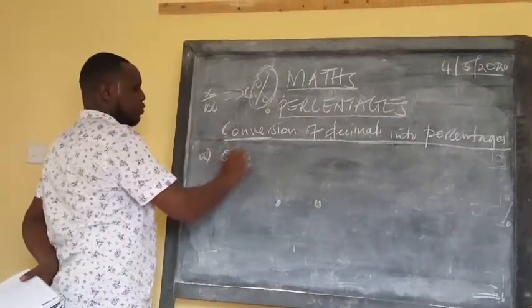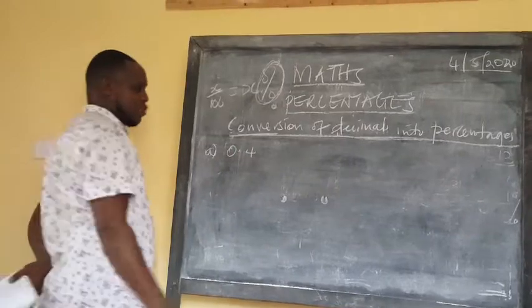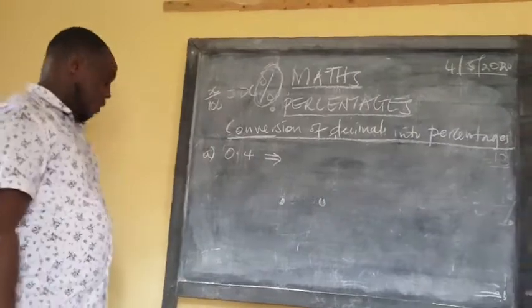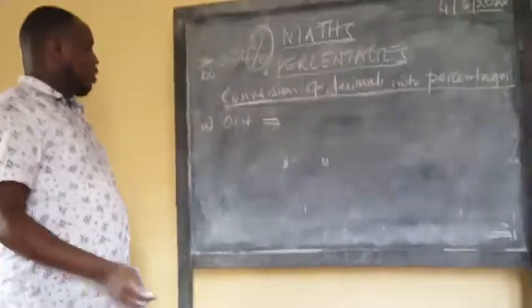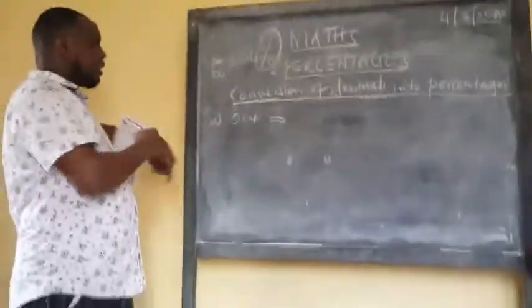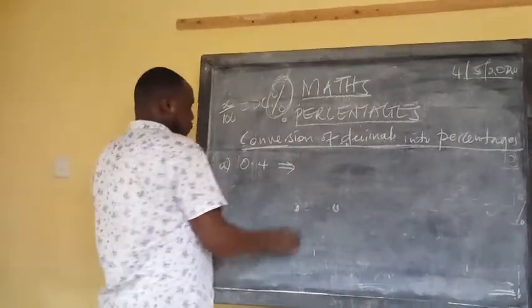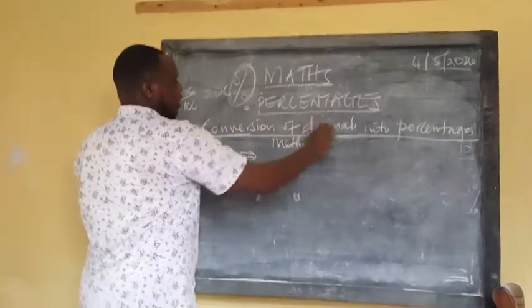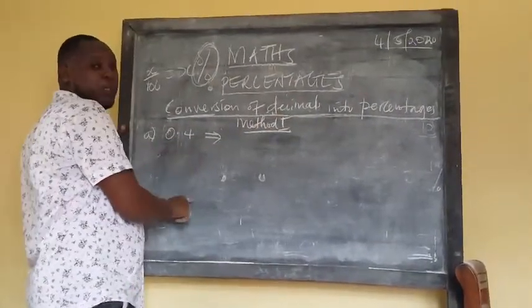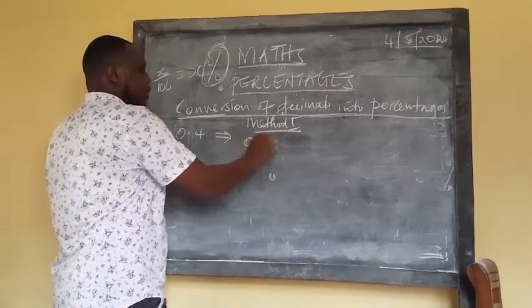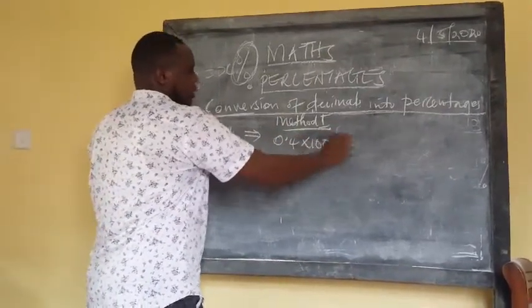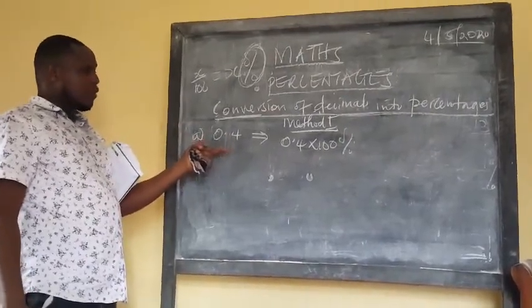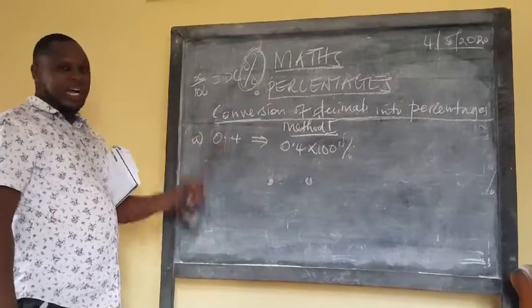Number 1, 0.4, what you have just seen, how we get decimals. This simply means there are 2 ways of doing this question, but it's just the same thing. So I give you the 2 methods, you choose the one that you think is very easy for you. So method number one, you take the decimal, you multiply with 100%. That is 0.4 times 100%.